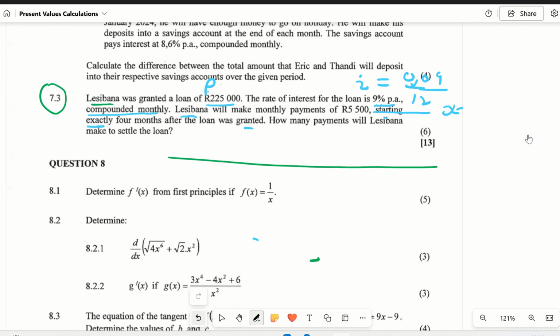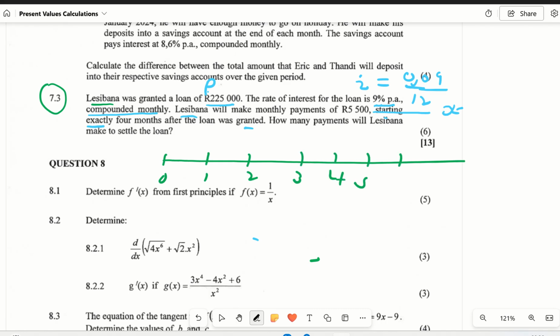I'll just quickly draw a timeline. I told you that you must always draw a timeline when you're doing financial maths. So 0, 1, 2, 3, 4, 5, 6, 7, and so on. So this guy takes out a loan today for 225,000. Okay, so now he makes monthly payments or installments of 5,500.